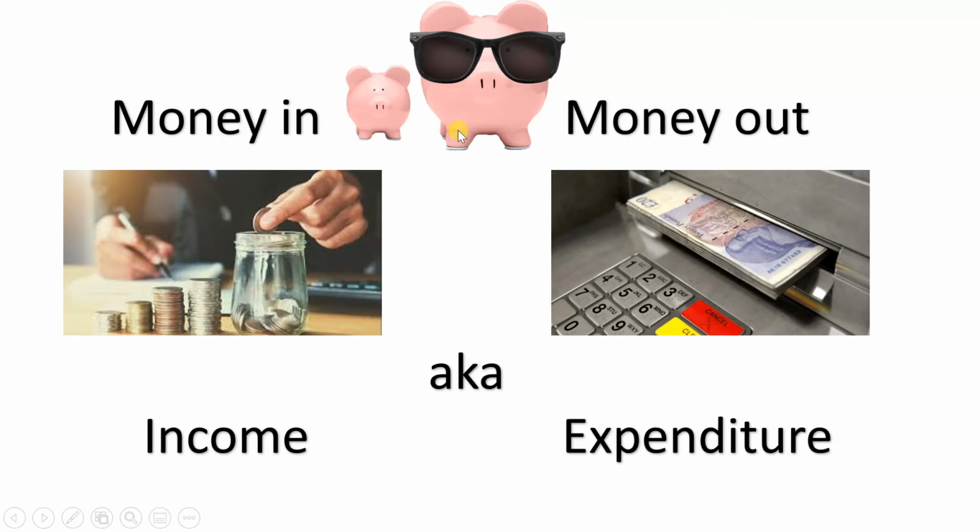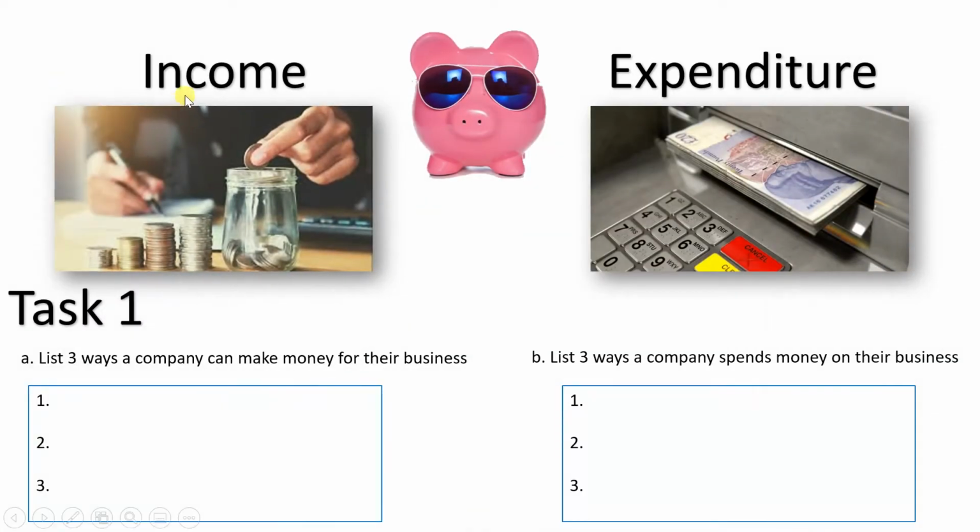First of all, straightforward terminology: money in, money out, or inflows and outflows, also known as income and expenditure. It's as straightforward as that one. So moving straight to income and expenditure, your first task is broken into 2. Task 1A, list 3 ways a company can make money for their business. Yes, that's 3 ways. And task 1B, list 3 ways a company spends money on their business. Fill in the boxes below with your answers.